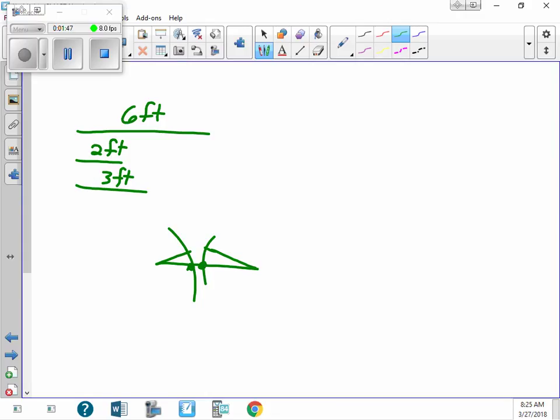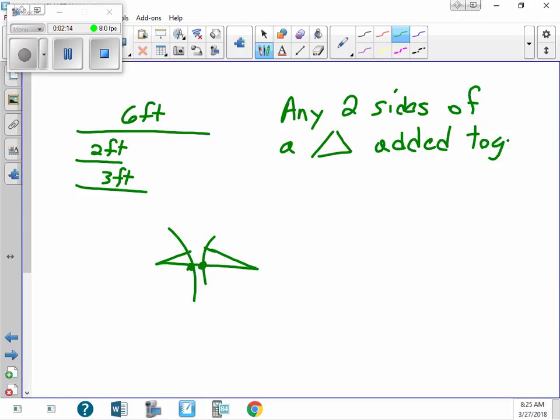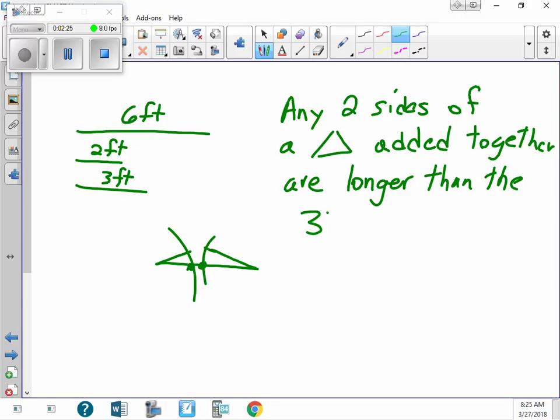So this lends itself to a theorem called the triangle inequality. And the triangle inequality talks about how long the sides of a triangle need to be. Okay? And basically stated, the triangle inequality says this: any 2 sides of a triangle added together are longer than the 3rd side.